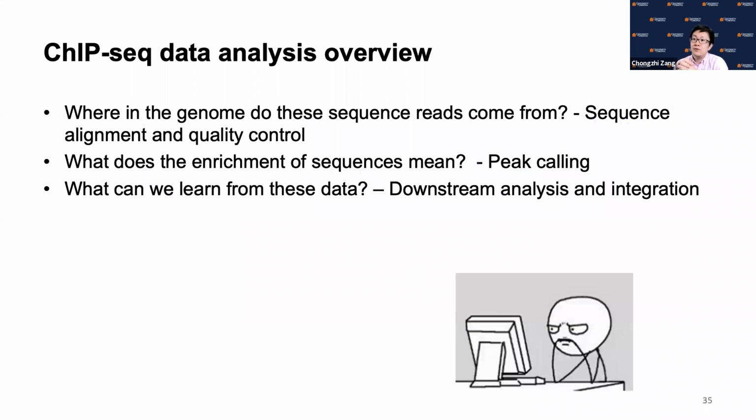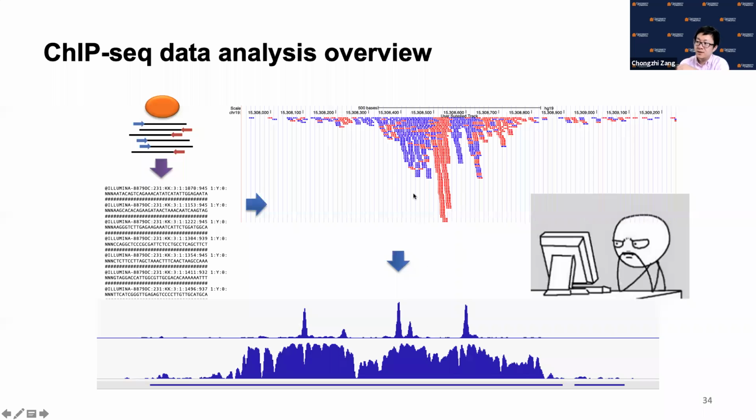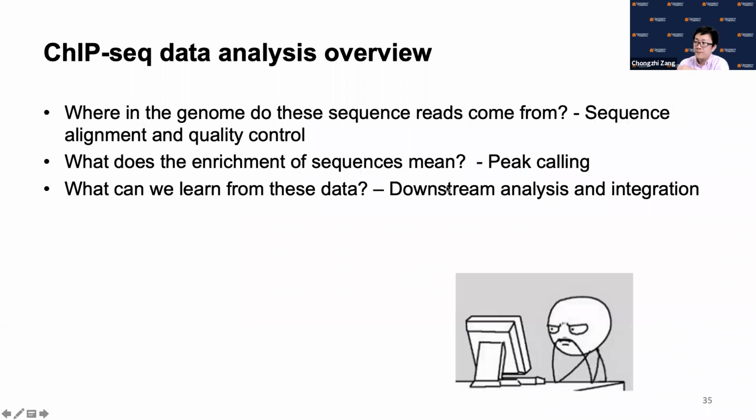There are several questions we want to address during the analysis of ChIP-seq data. First, we want to find where in the genome these sequence reads come from, meaning we want to do sequence alignment and quality control. The next question is, what does the enrichment of this sequence in a certain region of the genome mean? So we want to use peak calling to identify those enriched regions. And finally, what can we learn from this data? That means we want to do downstream analysis to make sense of the data.